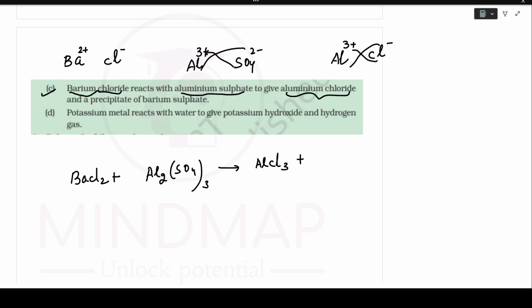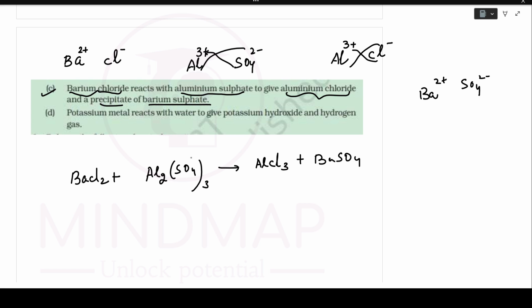Plus what else does it give? A precipitate of barium sulfate. Barium is again Ba2+, sulfate again SO4 2-. Now the 2s will get cancelled. Hence we will get barium sulfate, BaSO4.